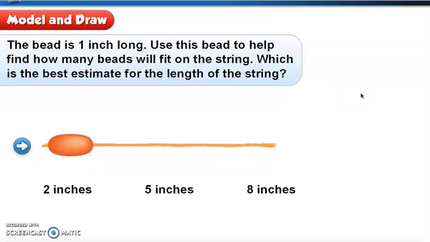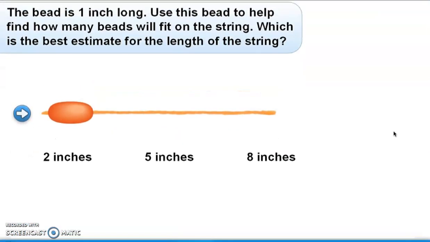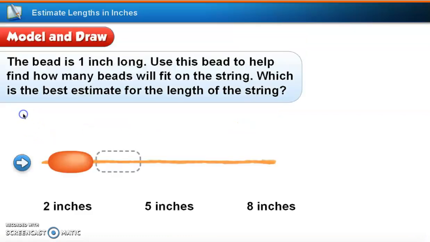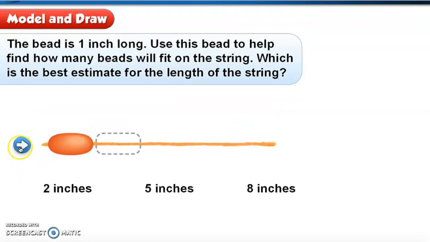The first question says, the bead is 1 inch long, meaning this bead right here, the orange one. Use this bead to help find how many beads will fit on the string. Which is the best estimate for the length of the string? Our options here are 2 inches, 5 inches, or 8 inches. So we're going to practice using the bead to help us estimate how long the string really is.